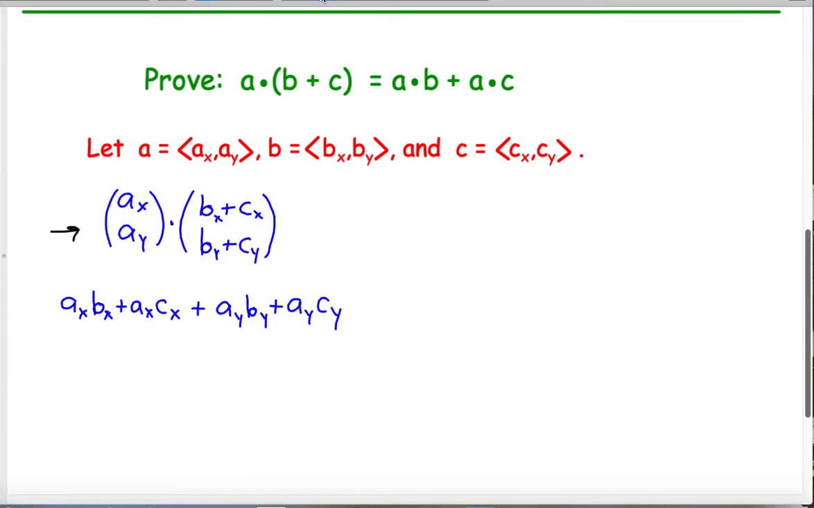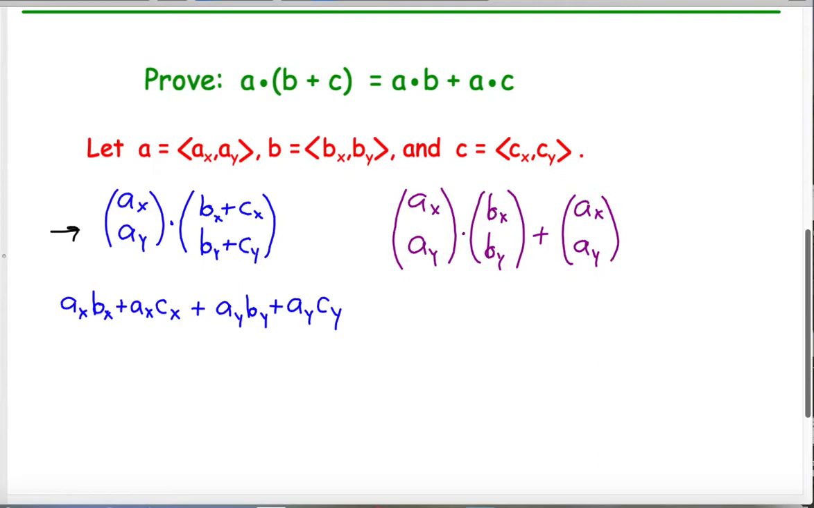Let's take a look at a dot b plus a dot c. I'll do that in a different color. So a dot b, let me write these next to each other. So a sub x, a sub y, dot b sub x, b sub y. And then I'm going to add to that a dot c, a sub x, a sub y, dot c sub x, c sub y.